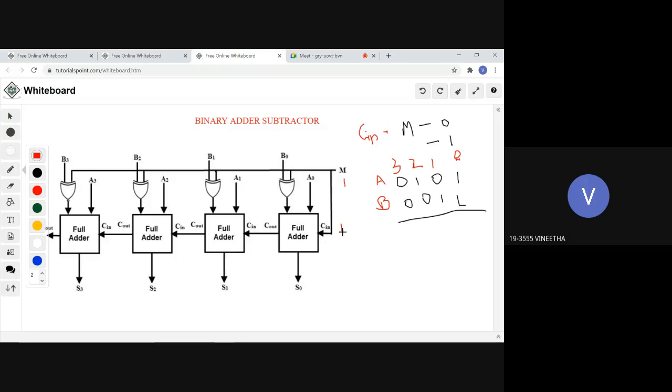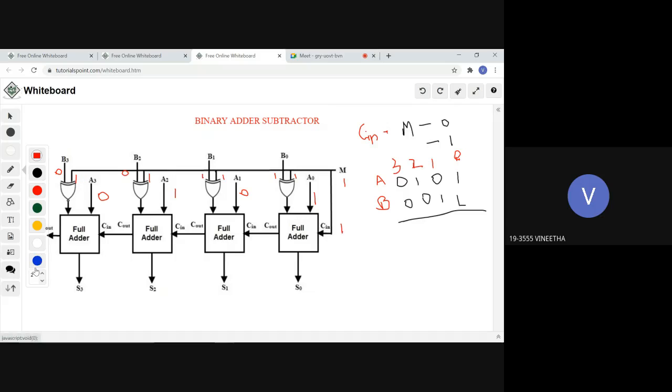So Cn is 1, and our A naught is 1, and B naught is also 1. A1 is 0, B1 is 1, A2 is 1, B2 is 0, A3 is 0, and B3 is also 0. And M is 1 in all the cases. So 1, 1, 1, 1.